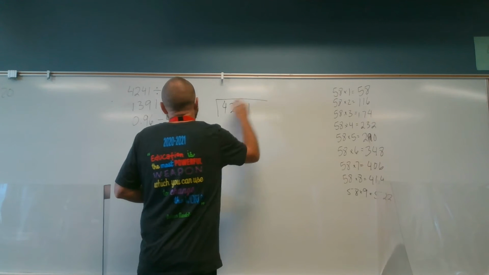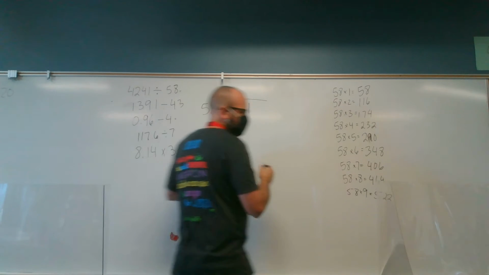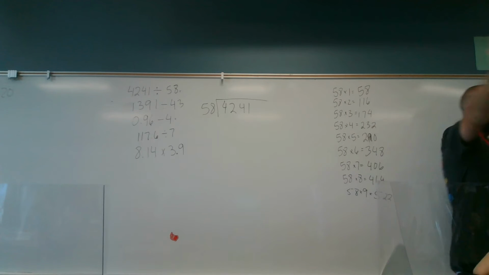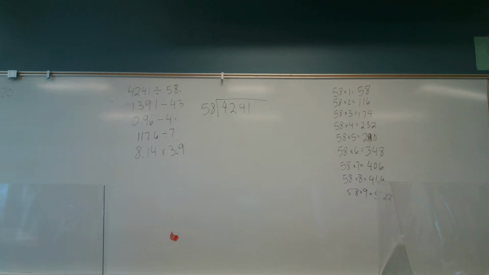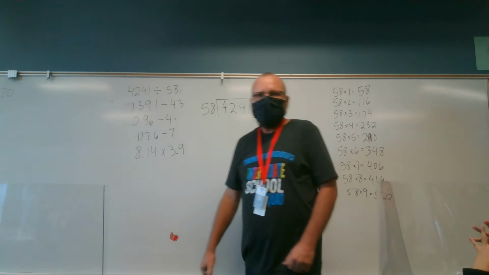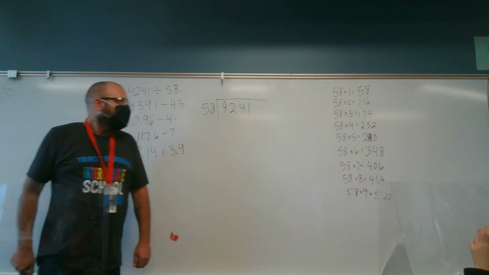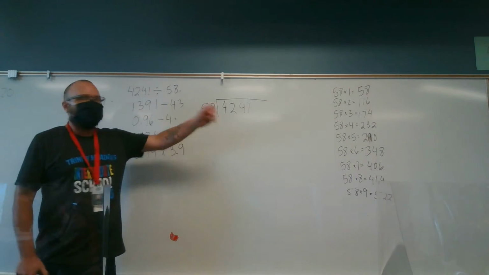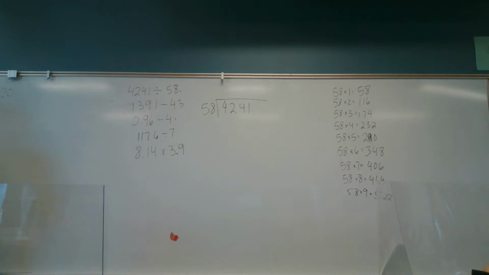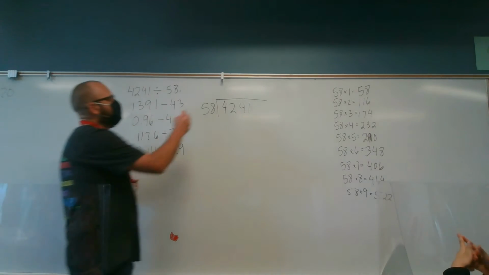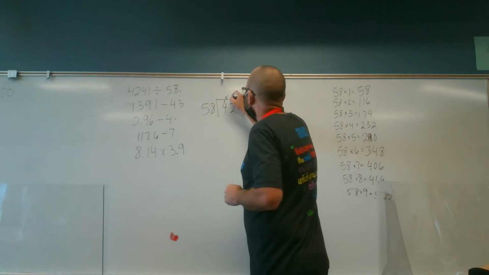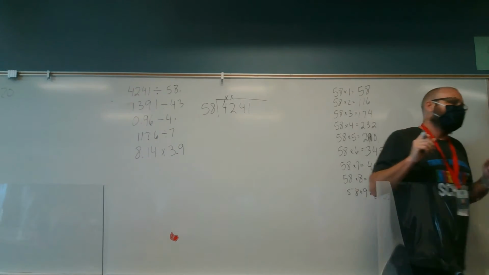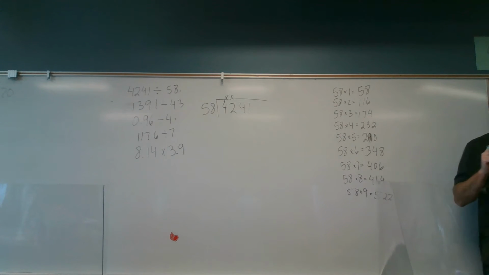4,241 divided by 58. We have already listed the multiples of 58 with help from my friends. So now I have to ask myself, does 58 go into 4? Myself says, No. I have to ask myself, does 58 go into 42? Myself says, No. I have to ask myself, does 58 go into 424? Myself says, Yes.